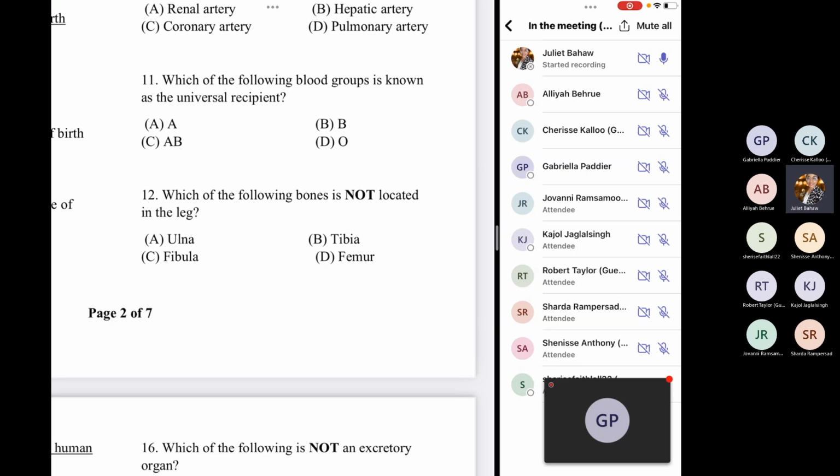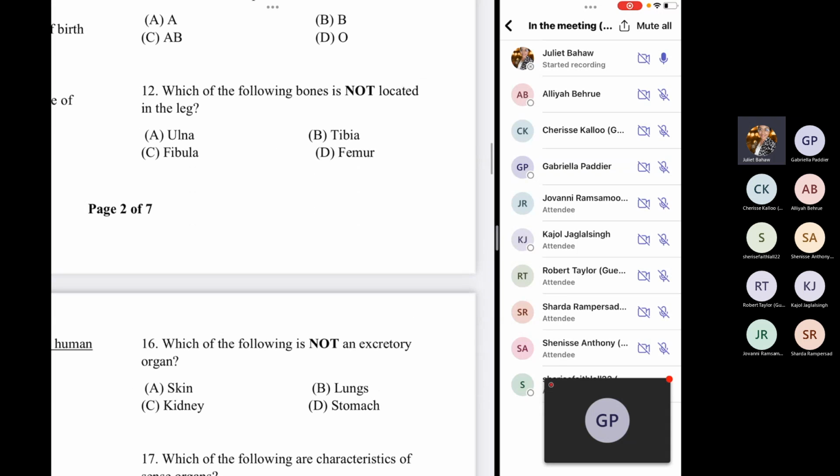Recipient means it could receive from anyone. However, O is a universal donor. Donor meaning they could give anybody blood. But in terms of receiving, they could only receive from somebody who is O. So the universal recipient here is AB. They could receive from A, B, and O. All right, recipient means receiver. Number 12.